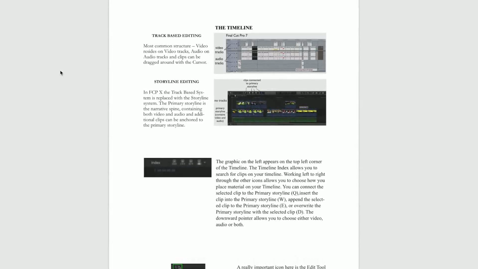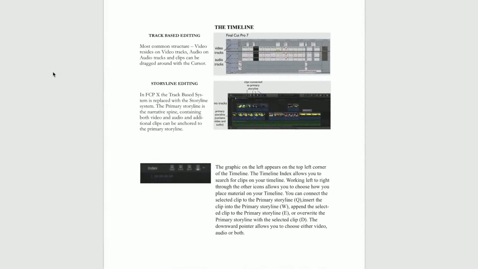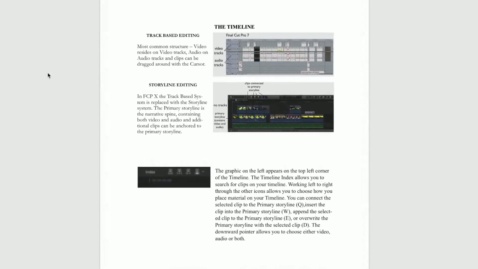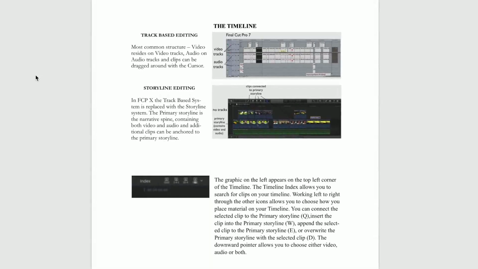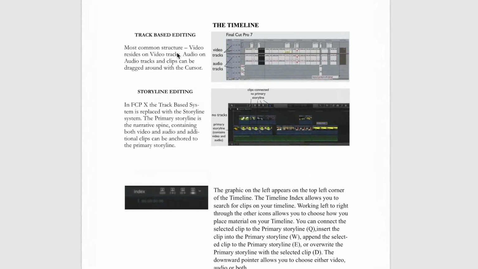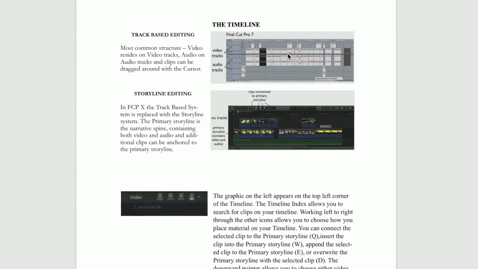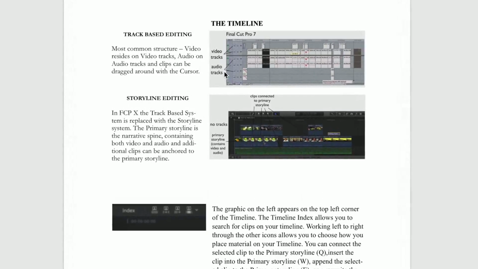Previous editions of Final Cut Pro, and indeed a lot of the software that's available, whether it's Adobe Premiere, iMovie, a lot of the other kind of lesser known software systems that are out there for editing, would have what's called a track-based editing timeline. That basically means, as you can see in the diagram here, that the video tracks are displayed on the top of the screen and then individual audio tracks are displayed underneath.